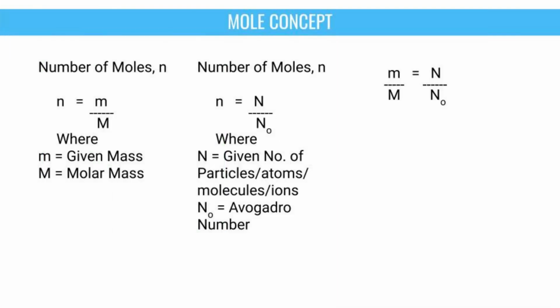Now, let's move on to understand the formulas used in the mole concept. The first formula is to be used if the question gives you the mass of the compound and the molecular mass to calculate moles of the compound. The second formula is to be used if the question gives you the number of atoms or molecules of the compound to calculate moles of the compound. The third formula is to be used to calculate any of the variables based on the values provided in the question. Let's understand this with some examples.